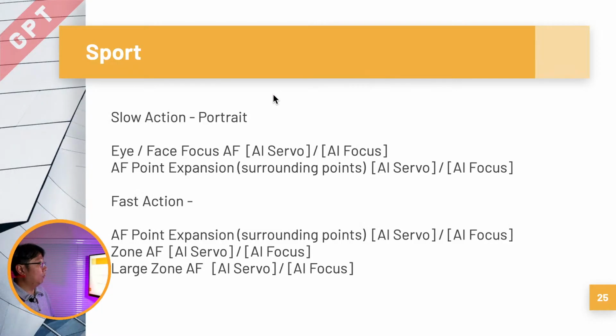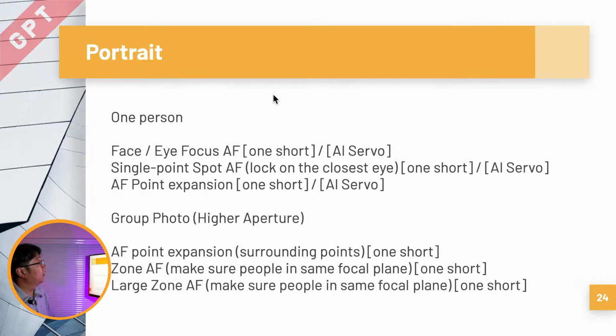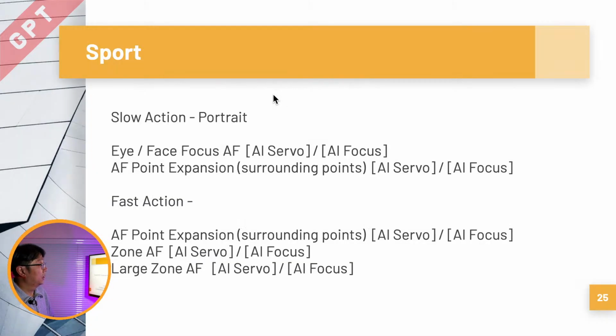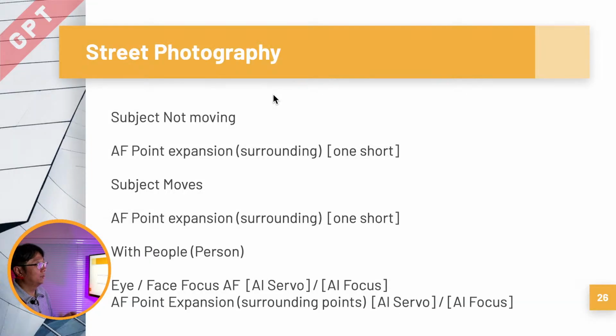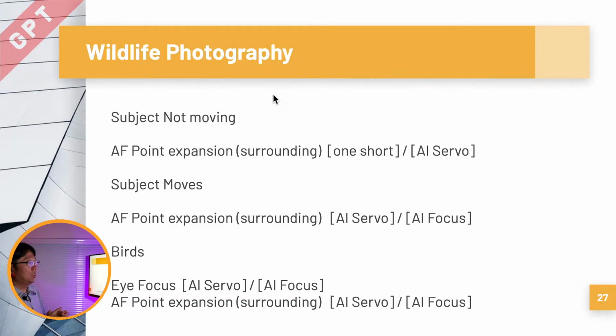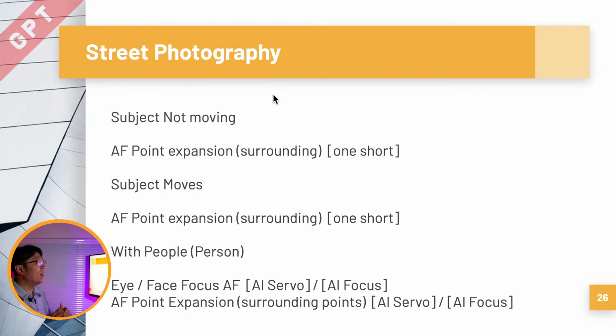Street photography, sorry. Okay, street photography, subject not moving, we can say AF point expansion around, one shot. I tend to use that one more, but of course you can use zone or eye focus, face focus, anything.